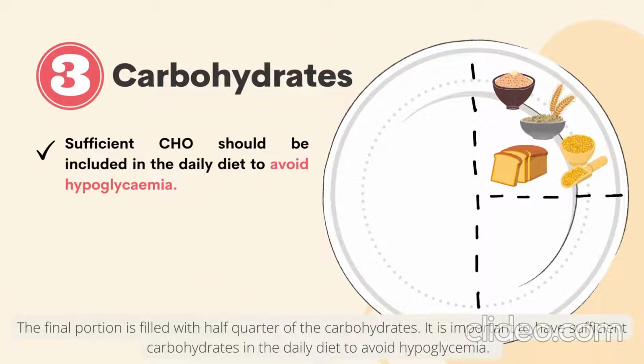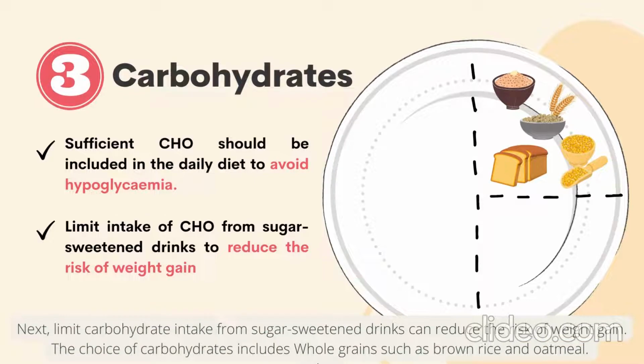The final portion is filled with a quarter of carbohydrates. It is important to have sufficient carbohydrates in the daily diet to avoid hypoglycemia. Next, limiting carbohydrate intake from sugar-sweetened drinks can reduce the risk of weight gain. So the choices of carbohydrates include whole grains such as brown rice and oatmeal.